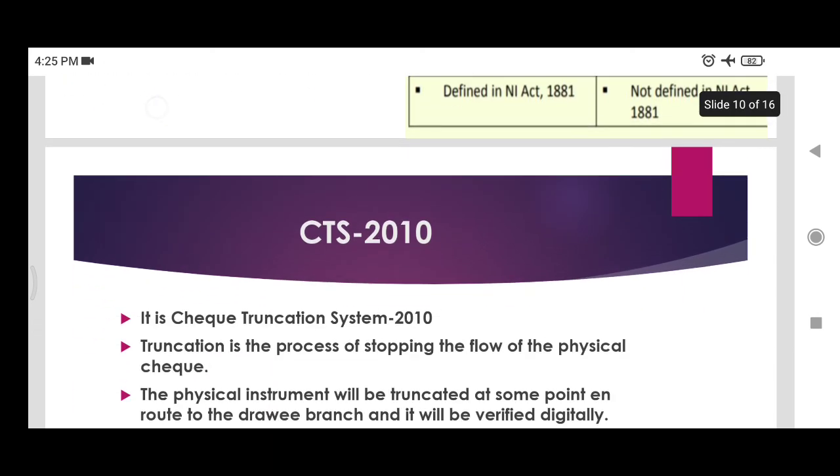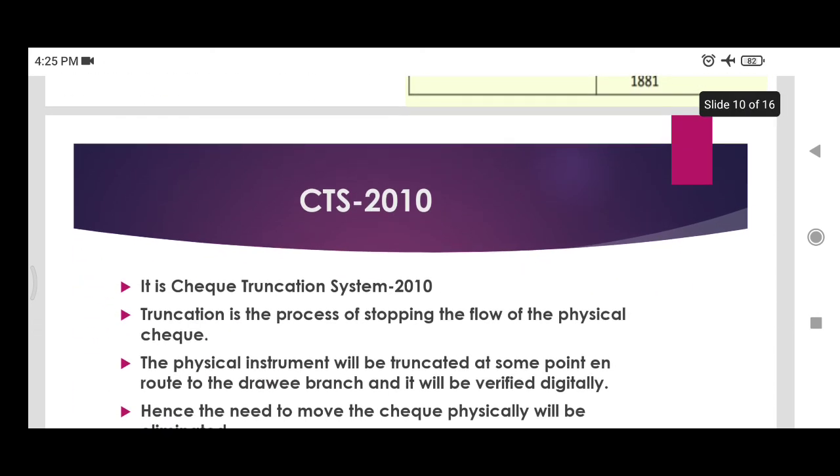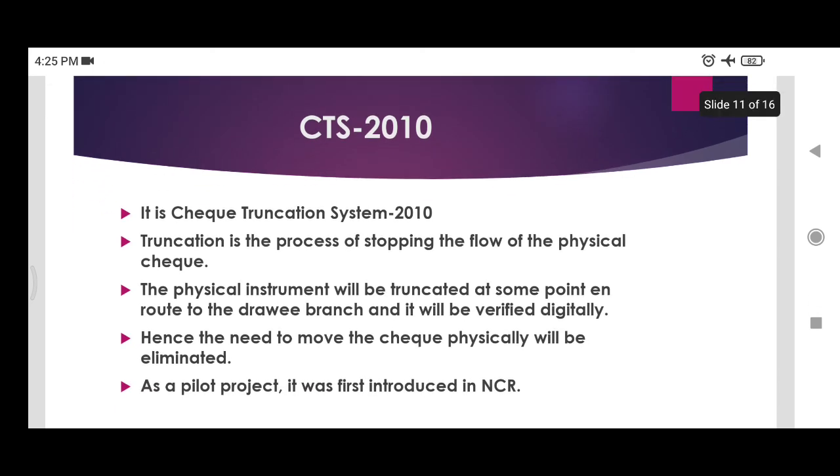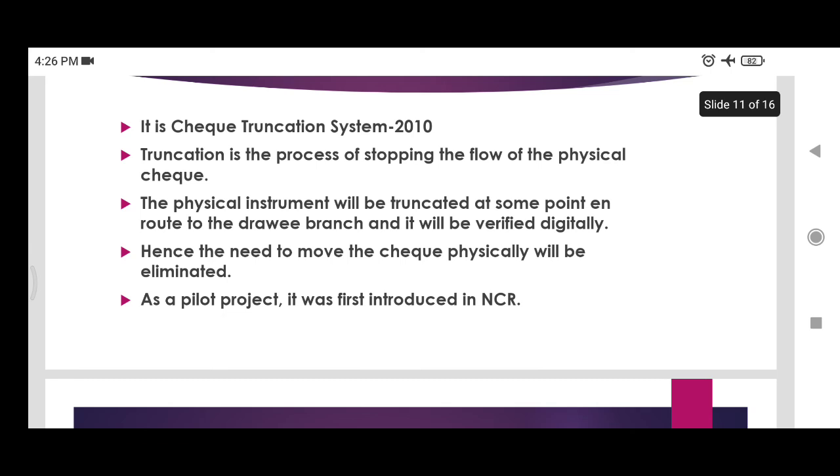Next we'll see CTS, the check truncation system. It was introduced in 2010 in the banking sector. Why have they introduced it? To stop the flow of physical checks from one branch to another branch, or from one city to another city. As a pilot project, first they introduced it in the NCR region. NCR is nothing but the National Capital Region. To avoid the physical flow of checks and to verify digitally with a digital signature, the Reserve Bank of India brought the check truncation system in 2010.